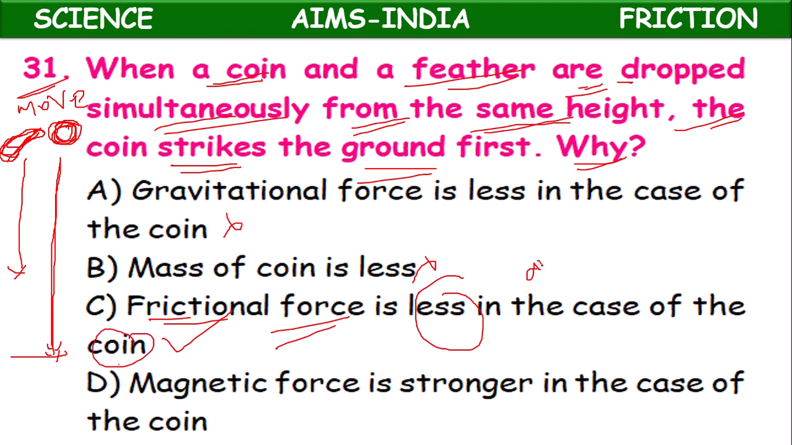Why? Because the area of contact with air is less. So that's why it reaches the ground first. So C option is correct.